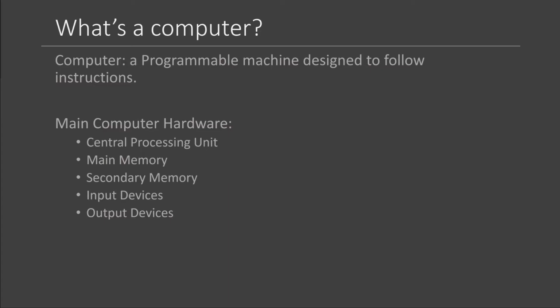A computer consists of some main components that we call hardware. A computer has a central processing unit, which we refer to as the CPU, main memory, which is basically like the active memory, which we refer to as RAM, secondary memory, which is basically inactive memory, input devices like keyboards, cameras, etc., anything that provides a computer with data, and output devices like a screen or a printer.